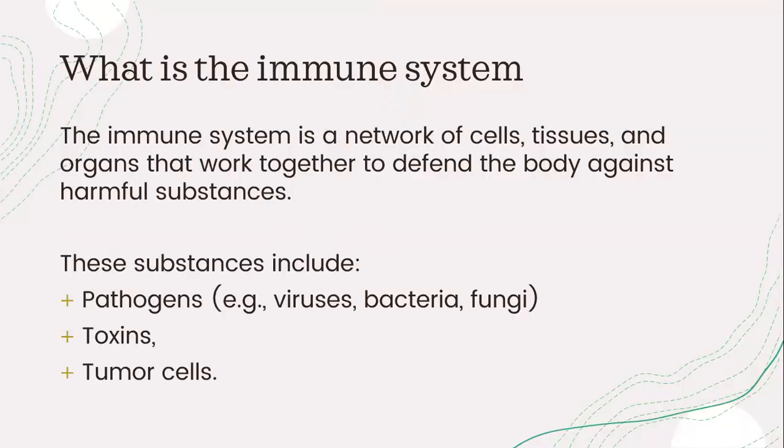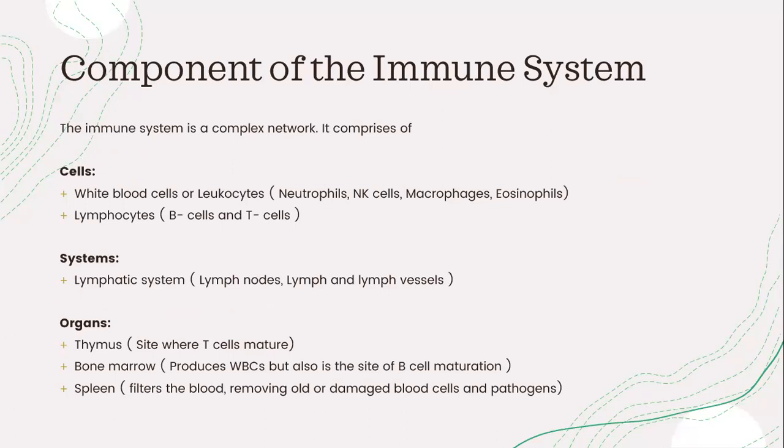So what is the immune system? The immune system is a network of cells, tissues, and organs that work together to defend the body against harmful substances. And these would include pathogens, toxins, tumor cells. And for the students that were there yesterday, when we went into medical microbiology, we would have spoken about the viruses, bacteria, and fungi. So these are some pathogens that you would encounter.